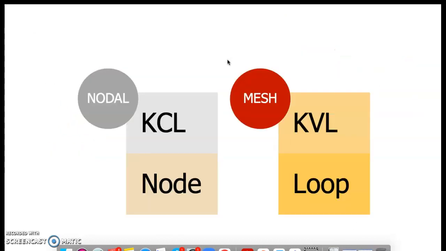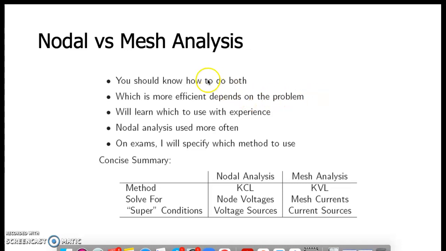Now let's sum up everything for chapter 3. So you learn about nodal, you learn about mesh. When you're thinking about nodal, you go to the KCL. And when you're thinking about mesh, you go to the KVL, that is loop. Okay, so do you need to know both? Yes, you need to know how to use nodal, how to use mesh. So which is more efficient? It depends on the problem.